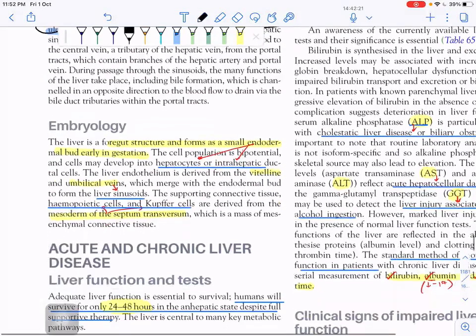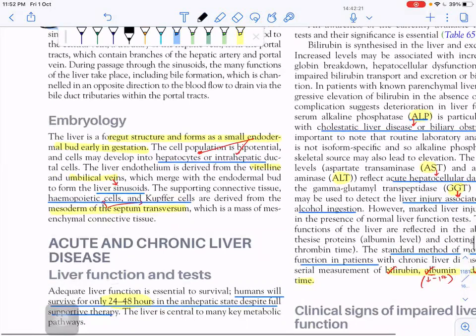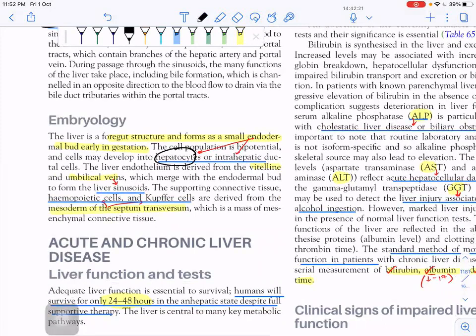Remember the embryology. In embryology you have to remember about three things. Where are the hepatocytes and intrahepatic ductal cells formed? They are formed by endodermal cells, the endodermal bud, which is from the foregut structure. Actually the liver is a foregut structure, first MCQ. And what forms your liver sinusoids? The liver sinusoids are formed by the vitelline and umbilical veins.